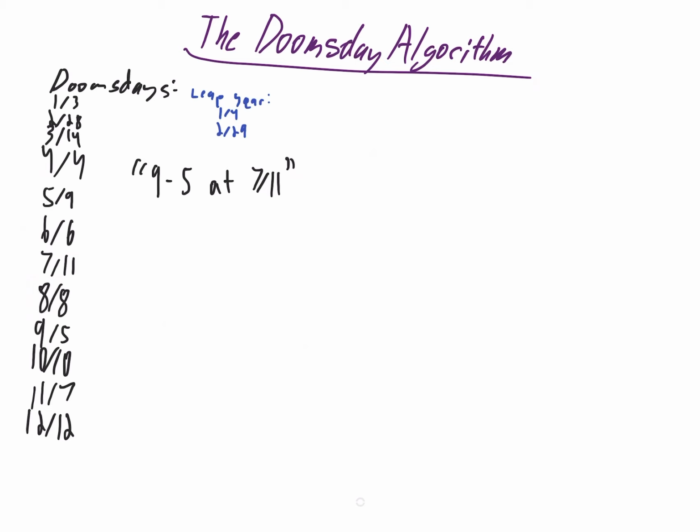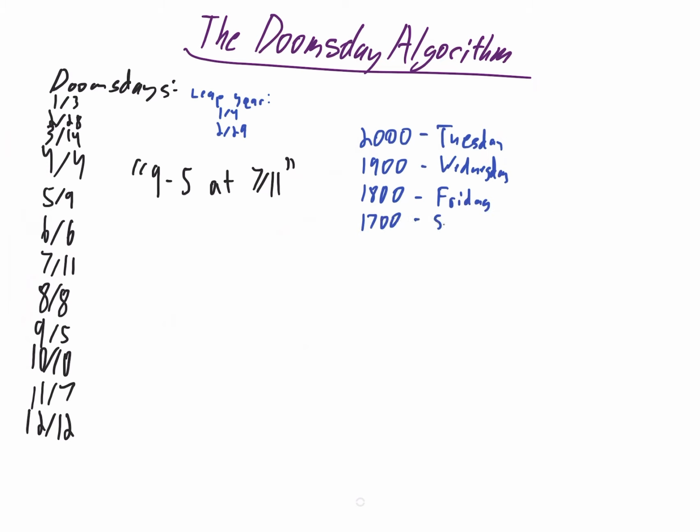Okay, so now that you know that, how do you apply it? Now all you have to do is know the so-called starting days of each century. So if you're in the 2000s, it's going to be a Tuesday. And this will make sense in a second, I promise. If you're 100 years before, 1900, it's going to be a Wednesday. And if it's 1800, another 100 years before, it'll be a Friday. And then lastly, if you're 100 years before that, 1700, it'll be a Sunday.